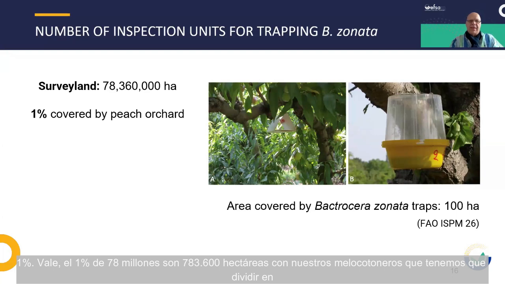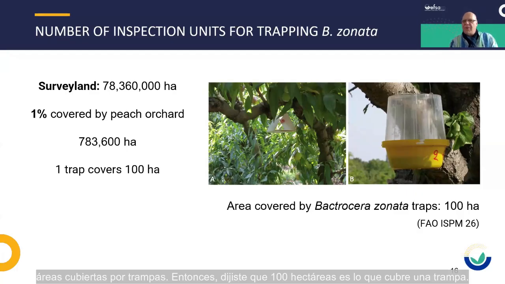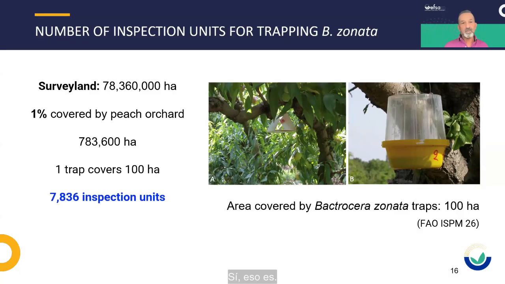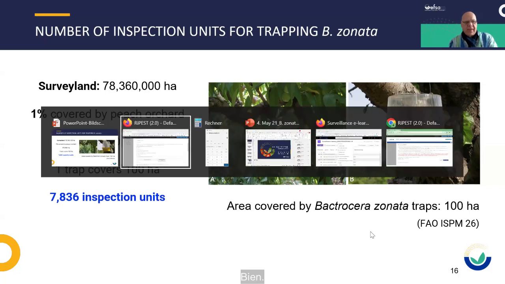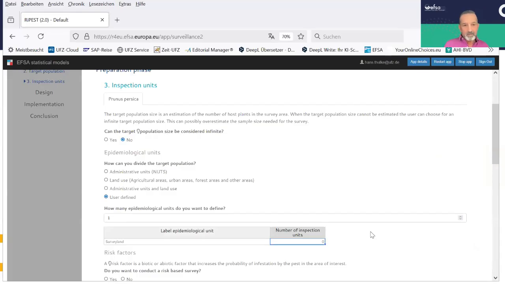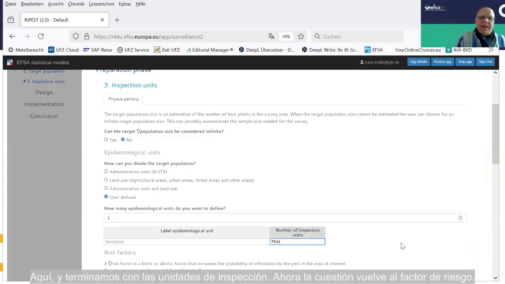1%. Okay, 1% of 78 million creates 783,600 hectares with our peach trees that we have to divide into areas covered by traps. So you said 100 hectares is a trap covering? Yep, that's it. So then we end up with 7,836 potential inspection units that we can equip with a trap. Okay. So then we can put 7,836 here, and we are done with the inspection units.